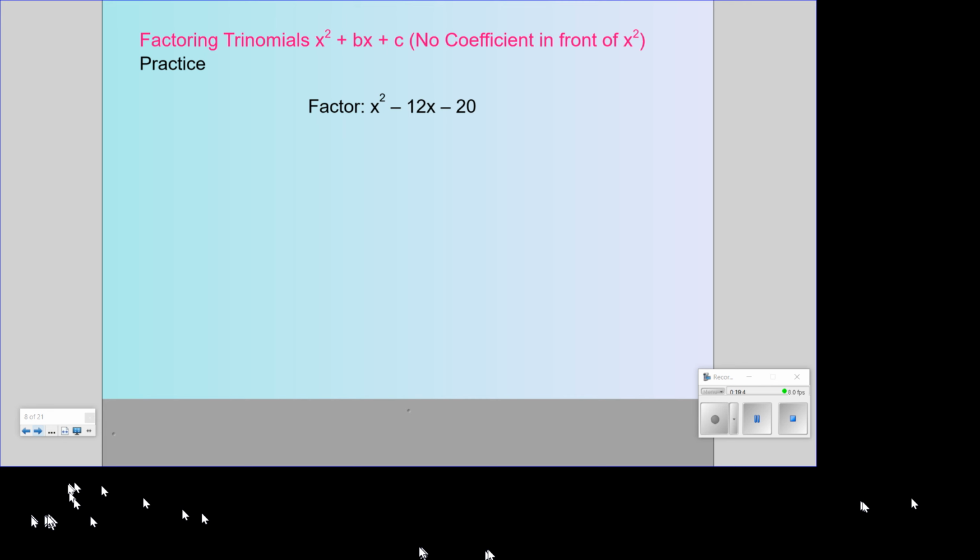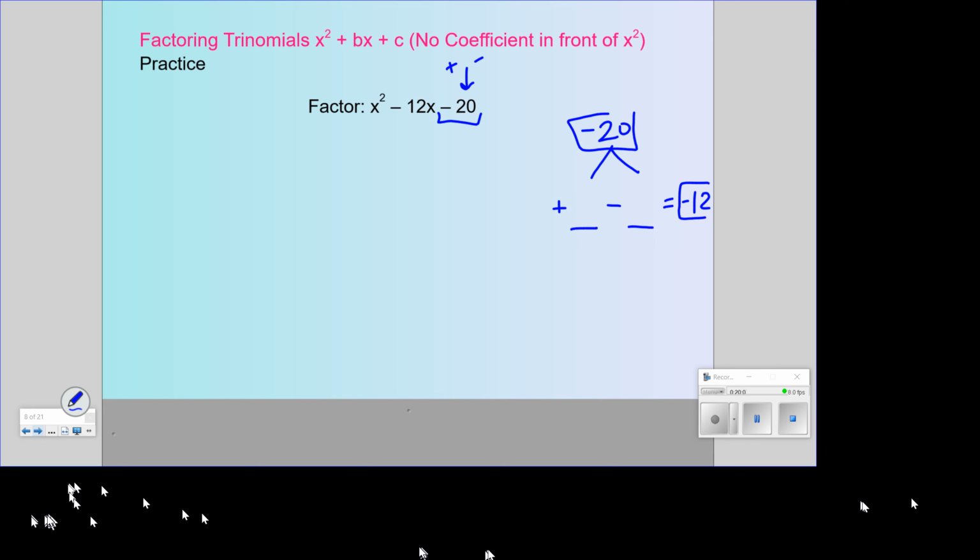Okay, here's our next example. In this trinomial, we want to find factors of negative 20 that multiply to be a negative and add to be a negative. Now remember, the only combination of signs that multiply to a negative are one positive and one negative, and they should add up to negative 12.